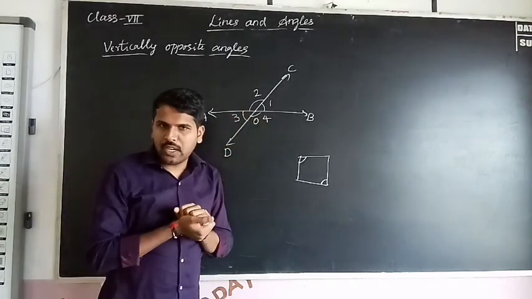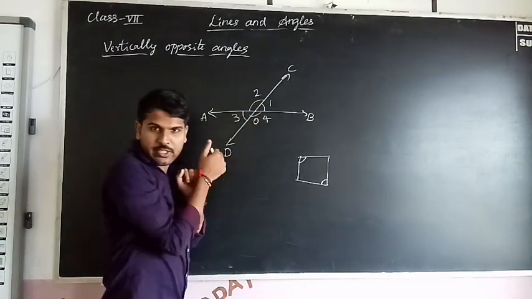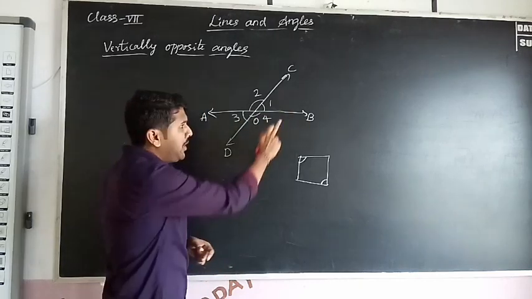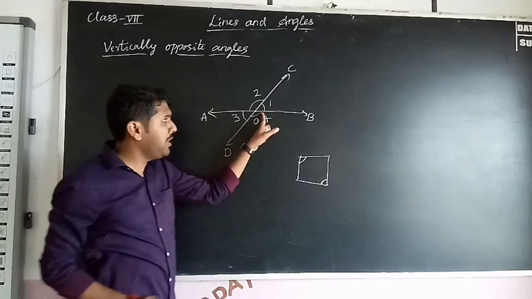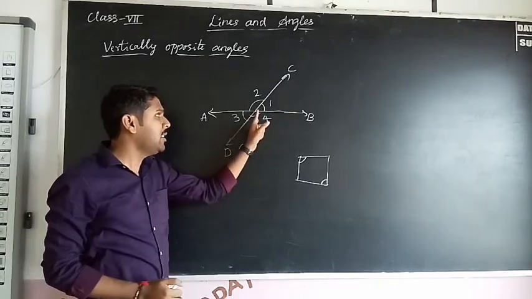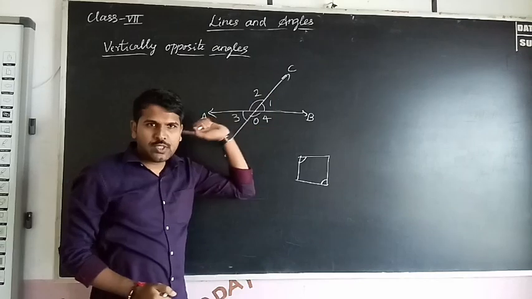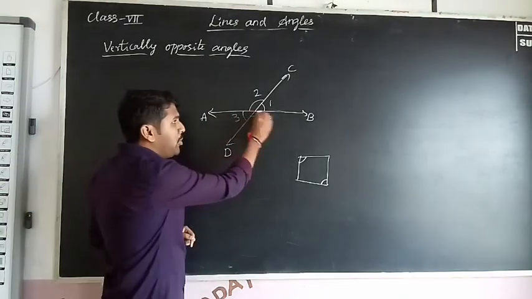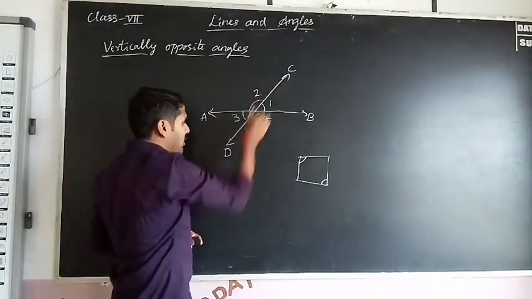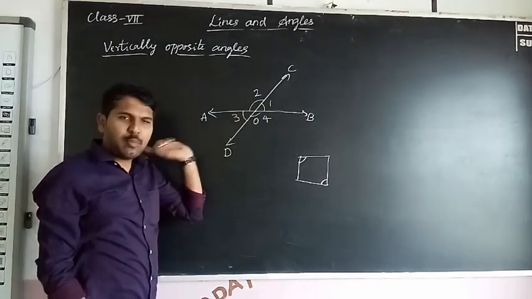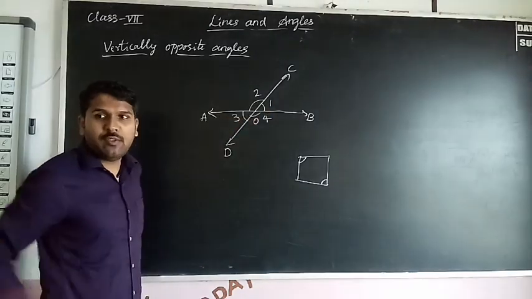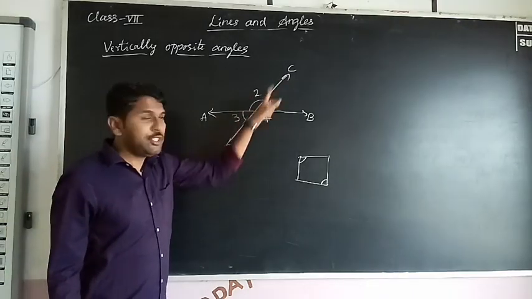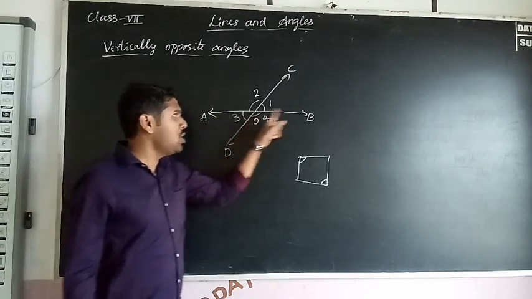So what is the definition of vertically opposite angles? If these two are vertically opposite angles, then their sides are opposite. OB is opposite to OA. OD is opposite to OC. So both the sides are opposite to the respective sides. So 1 and 3 are opposite, and 2 and 4, check it. 2 is also opposite to 4, because the same sides: OC is opposite to OD and OA is opposite to OB.